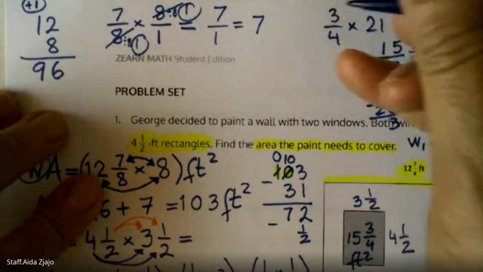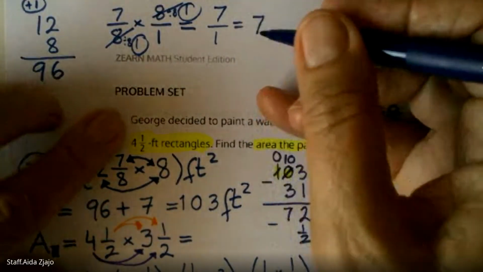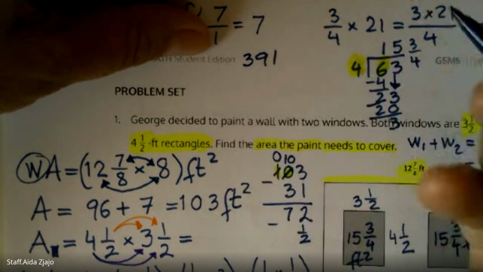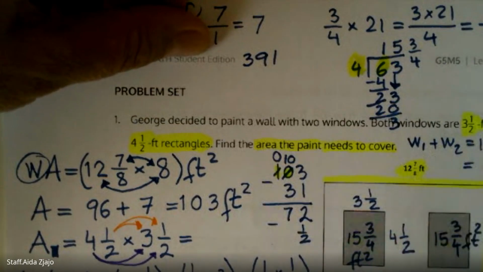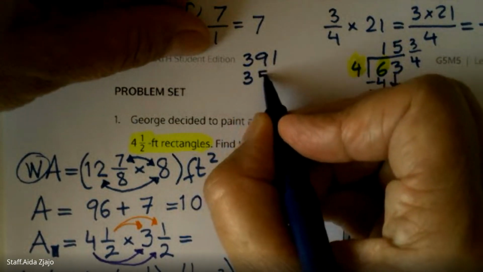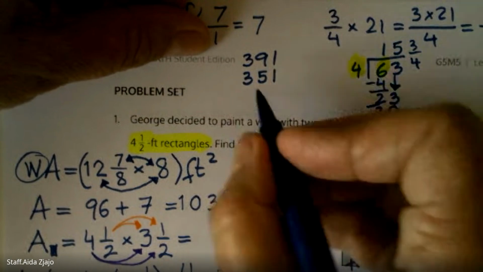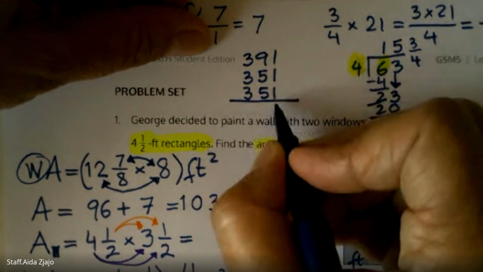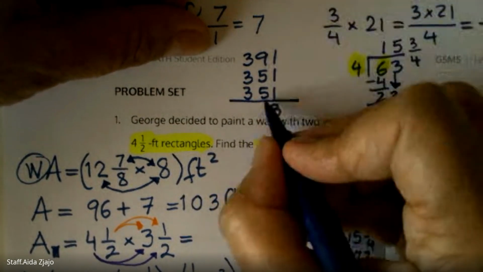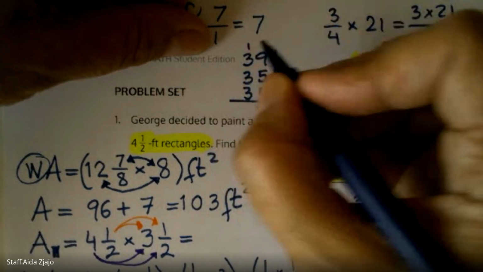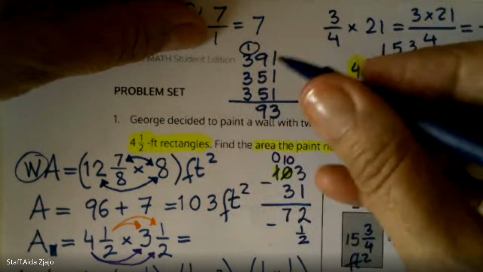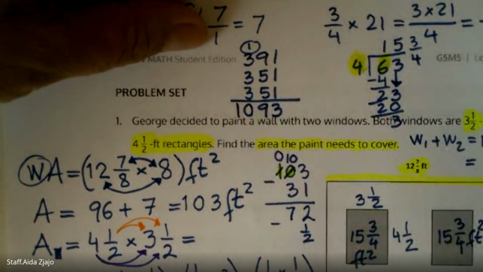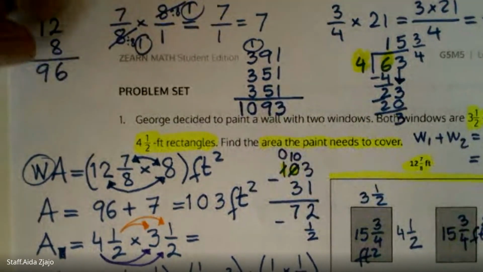So I'm going to say, okay, that is 391 plus 351 plus 351. That is 3, 9, remember 1. Okay, 3 times 3 is 9. So that is 1093 in the wholes.